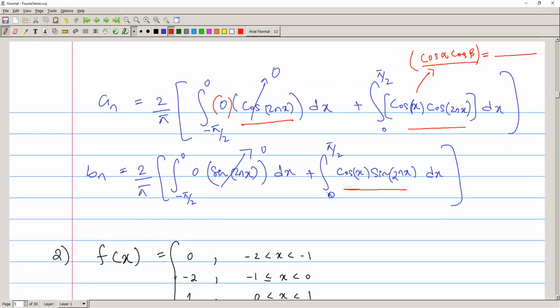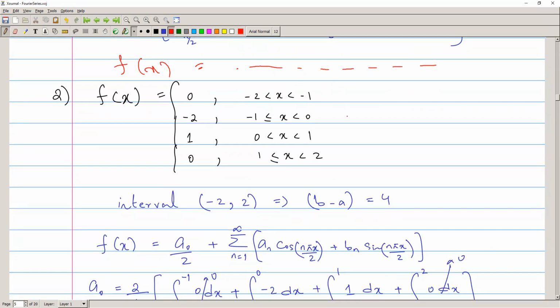Similarly for bn, you can do the same. It's cos alpha sine beta. So you can see in the books what is the form of this from product to summation form, right? So it will be solved easily, right? And you can write the final answer for a naught, an, and bn.